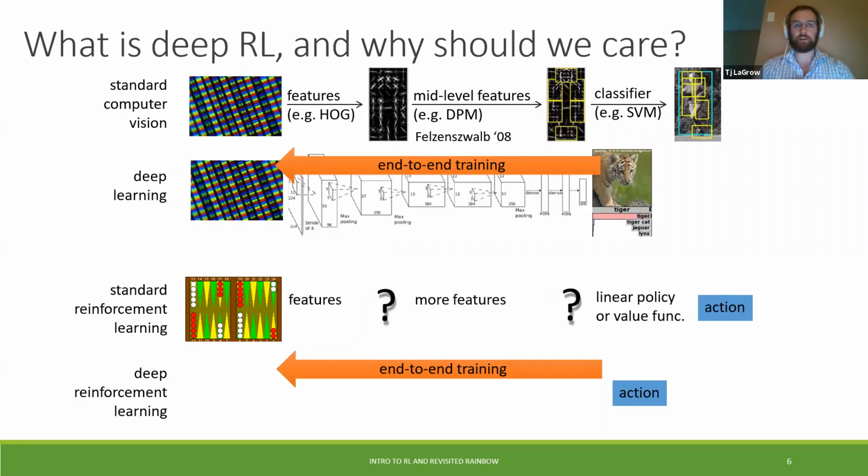So what is deep RL, and why should we really care? In end-to-end training, we have these classic standards of going from features to mid-level features down to a classifier, where deep learning is end-to-end training. However, with standard reinforcement learning, we don't necessarily know where more features might be, or if we should have a linear policy input. However, we still would like to have end-to-end training with an action given a state.